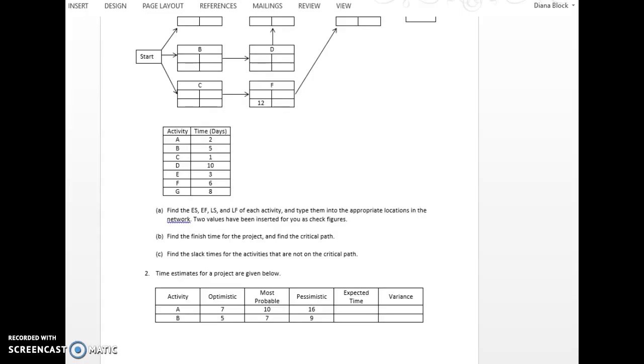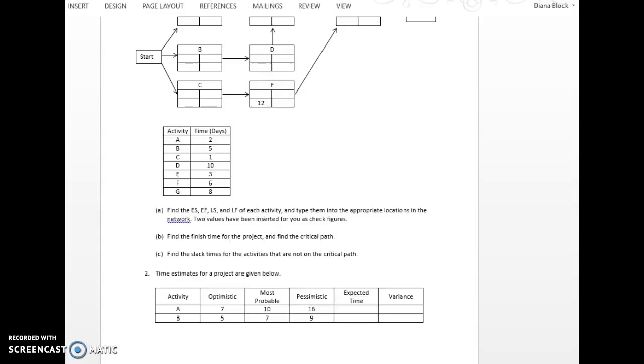And you want to find the slack time for the activities that are not on the critical path. So those critical path activities, there's no slack, but for the others, you can determine how much extra time you have available in your planning for the project. So that's how you're going to work that.